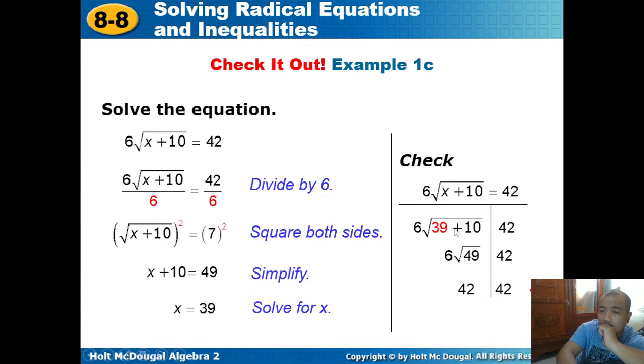Substitute x by 39. 39 plus 10 is 49. 6 times 7 is 42. Correct. 42 equals 42. Yes, 39 plus 10, 49. Square root of 49 is 7. So 6 times 7 is 42.